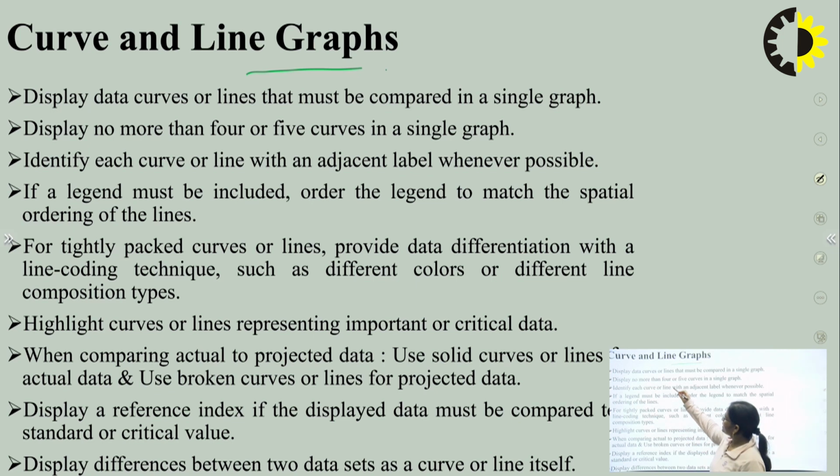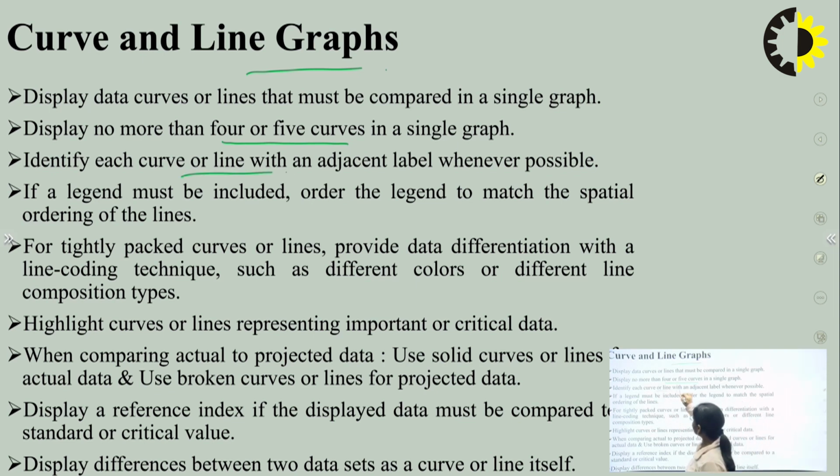Okay. So display data curves or lines that must be compared in a single graph. Then display no more than 4 or 5 curves in a single graph, because if we use many curves, then it will be very haphazard and the user is confused about which line shows which type of data. So avoid too many curves in a single graph. Use only 4 to 5, not more than this, because it makes the graph more confusing and it is not easily understood by the user.